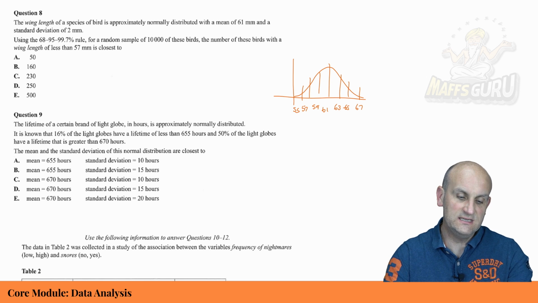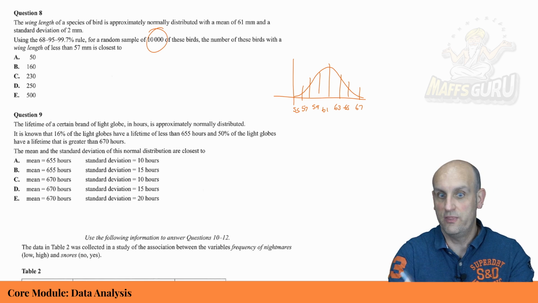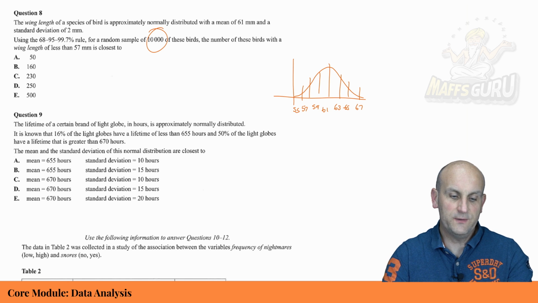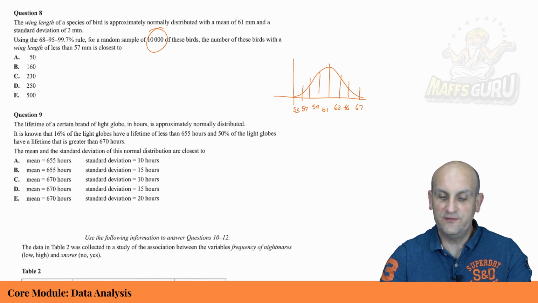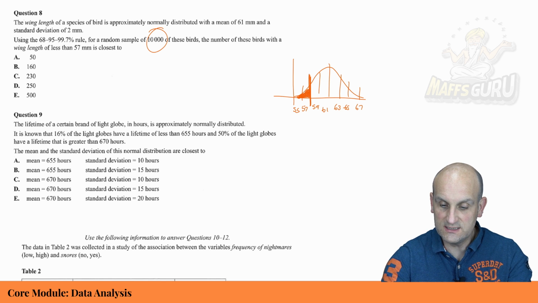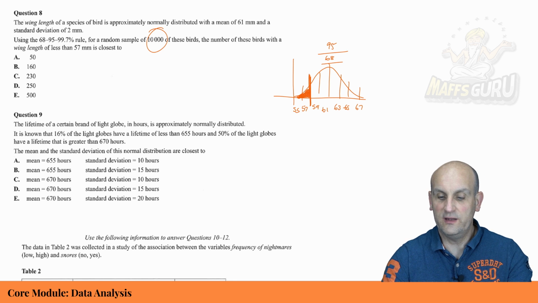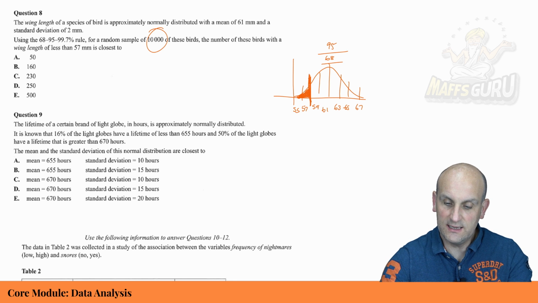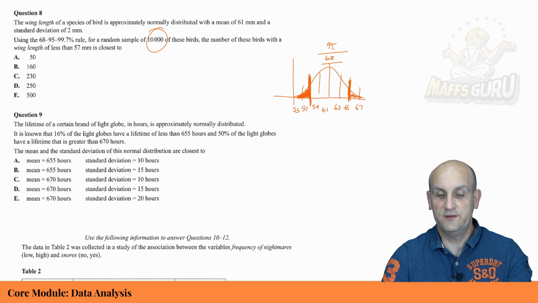Right, using the 68, 95, 99.7 rule for a random sample of 10,000 birds. That's going to be important. The number of these birds with a wing length of less than 57. There we go, less than 57. So the first thing we need to do is work out what percentage of my data is there. And they've told me to use the 68, 95, 99.7%. So what I now know is that this section here and this section here make up 5% of the data. Why?